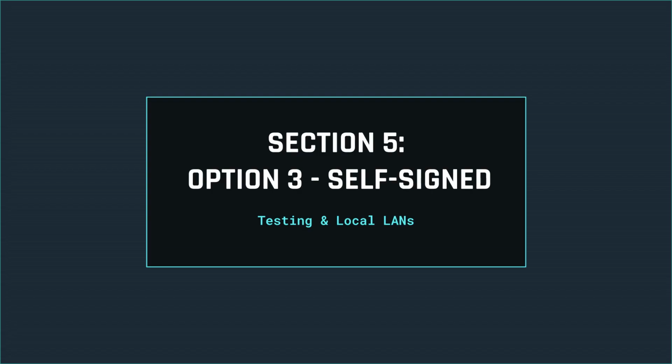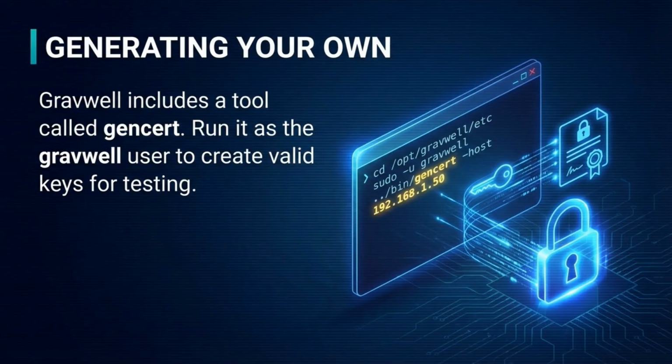Section 5 discusses Option 3, self-signed certificates, which are useful for testing and local LANs. What if you don't have a public domain name? What if you are just testing on a local LAN? You can use self-signed certificates. Gravwell actually includes a tool to make this easy called GenCert. You need to navigate to the installation directory and run it as the Gravwell user.